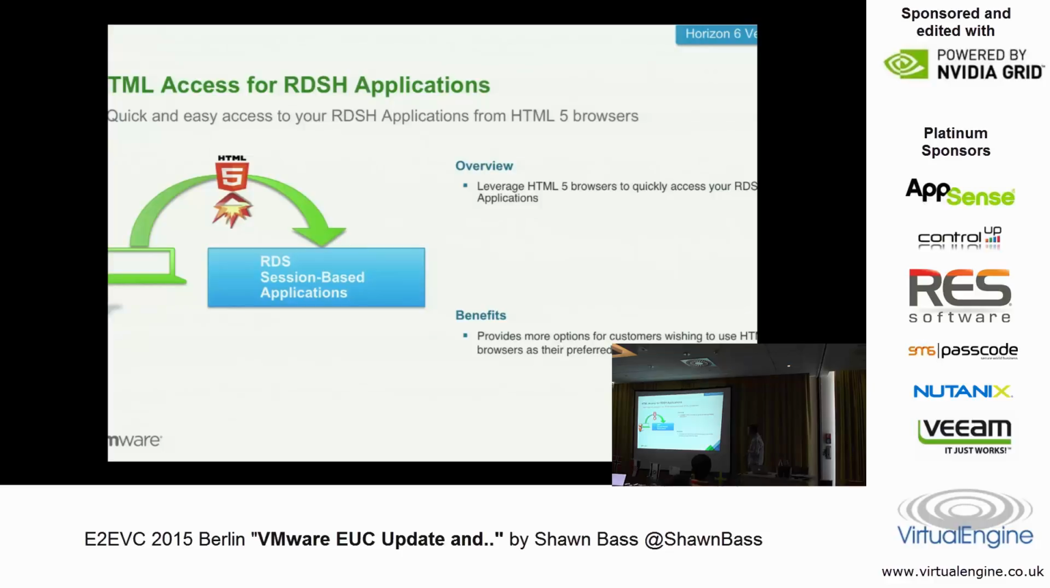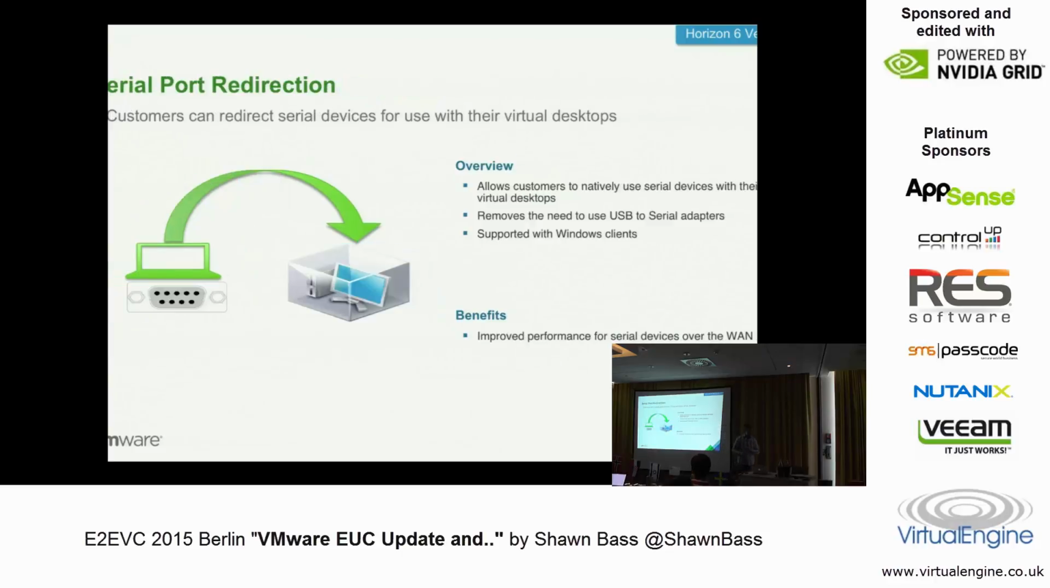HTML access for RDSH apps. As I mentioned, when our HTML5 support first came out, it only supported VDI desktops. Then it later supported RDSH published desktops. It didn't support RDSH published apps. So the 6.1.1 release with our HTML5 support now supports RDSH published apps. I have some screenshots that I took out of this deck to show you how it works, but I'm happy to share this with you after the fact, or just download a trial and check it out.